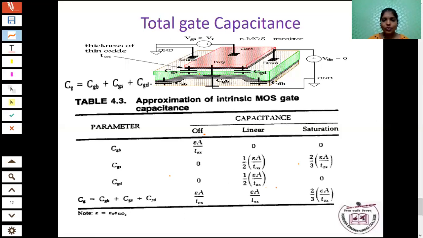In the next class, we will see different methods to measure the delay estimation.